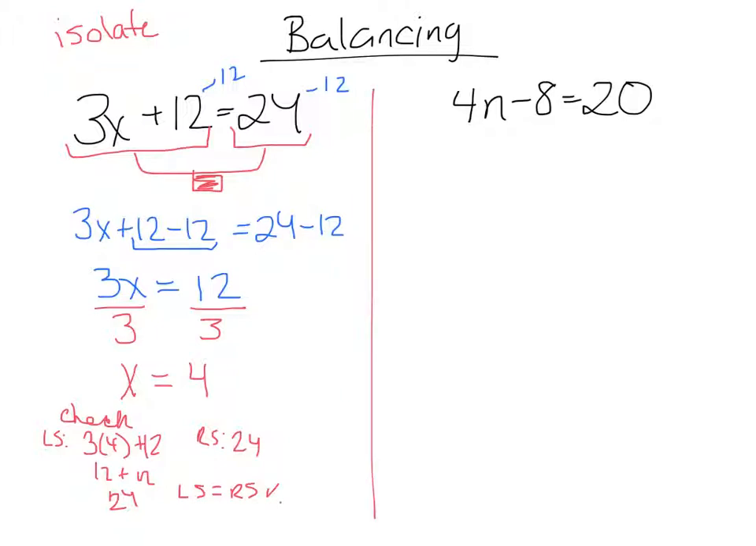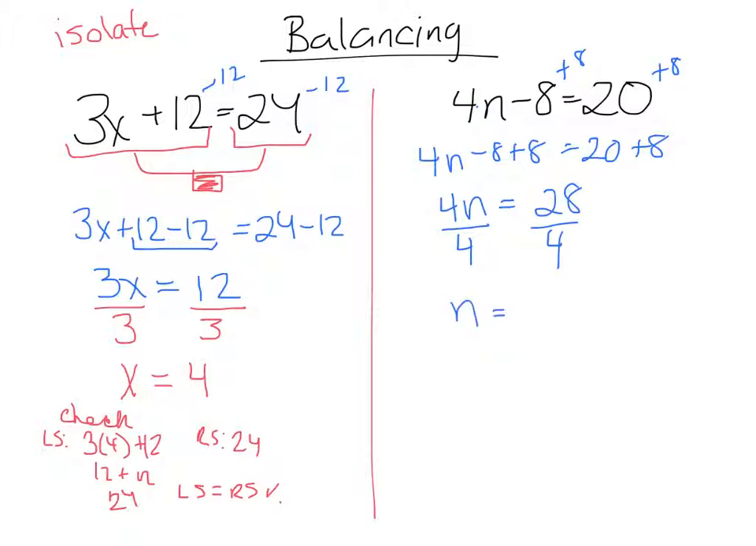This one's another two-step. The operations happening to the variable are multiplication and subtraction. So the opposite of subtraction is plus 8, plus 8. 4n subtract 8 plus 8 equals 20 plus 8. 4n negative 8 plus 8, or 8 subtract 8, is 0. This is 28. And now I need to divide both sides by 4.